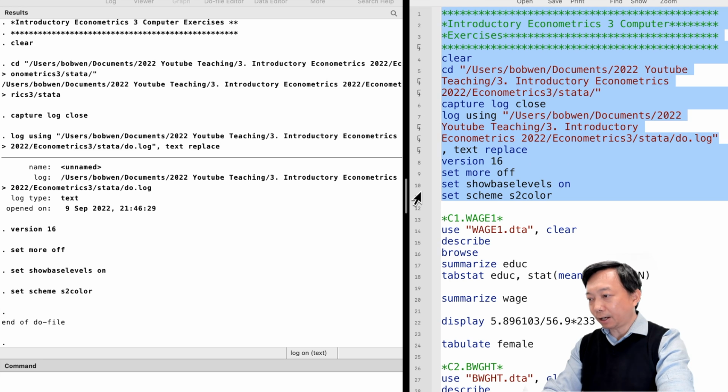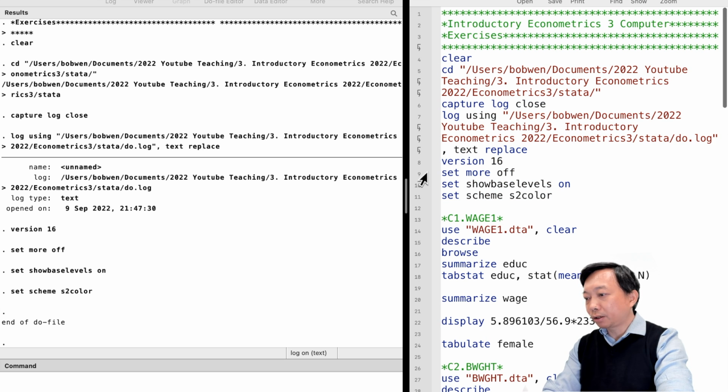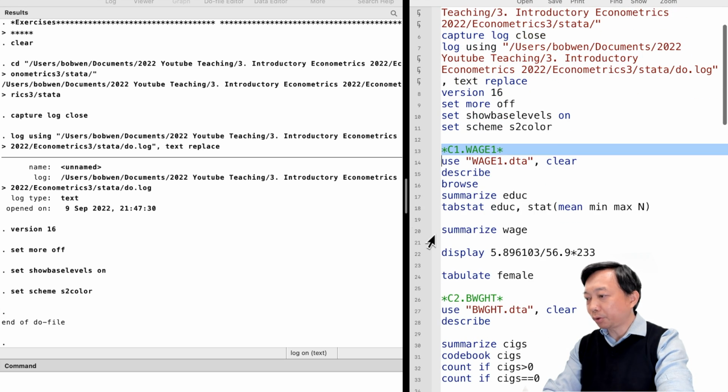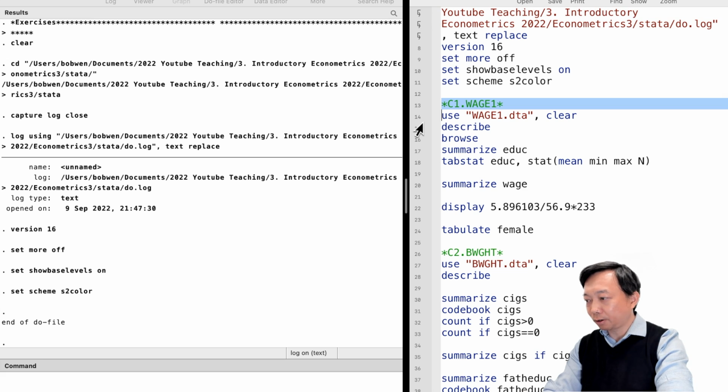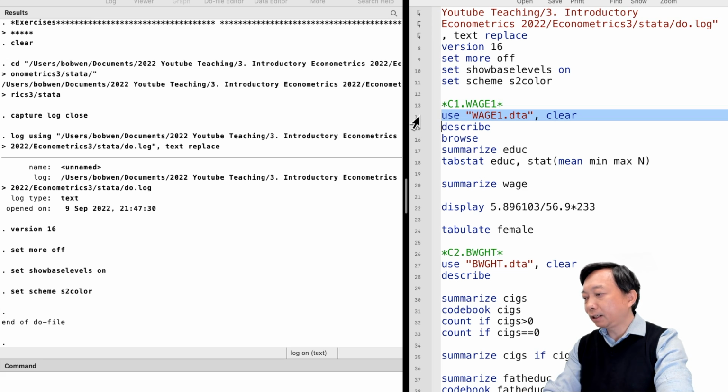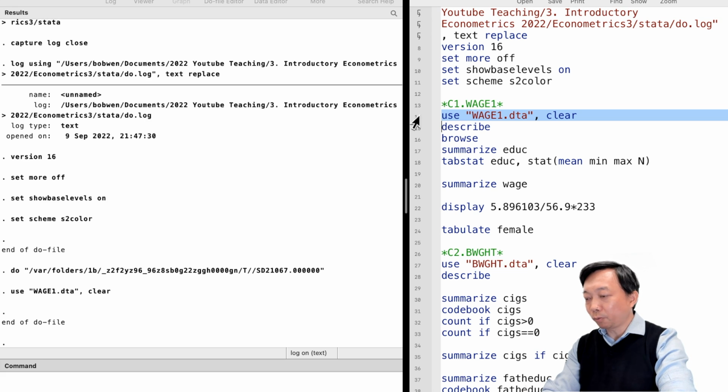Here is the data. I write commands in the do file and execute the command one by one. To load the data, we type use, followed by the name of the dataset, wage1.dta. If the dataset is stored in a different folder, we should also type the folder's directory. Now we have the dataset.